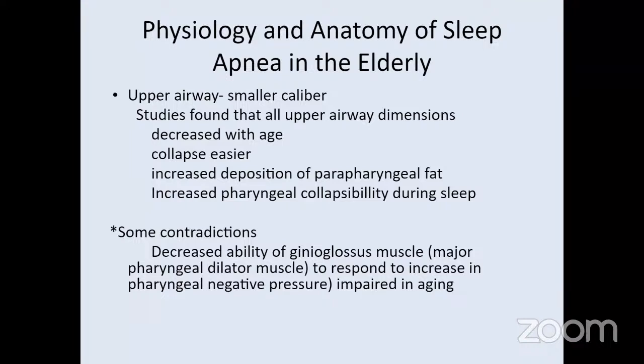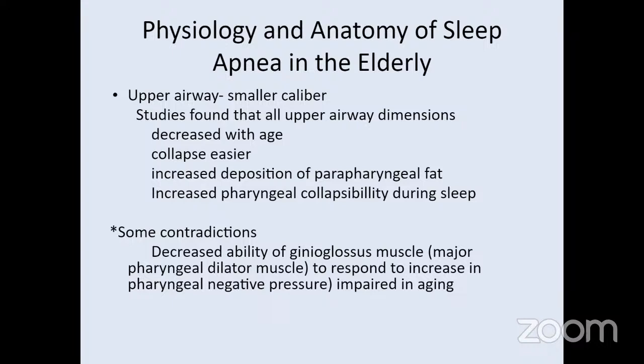So let's speak about the physiology and anatomy of sleep apnea in the elderly. The upper airway has a smaller caliber, and studies found that all upper airway dimensions decrease with age and collapse more easily, and there is increased deposition of parapharyngeal fat and increased pharyngeal collapsibility during sleep.